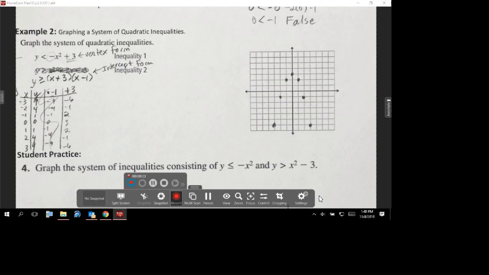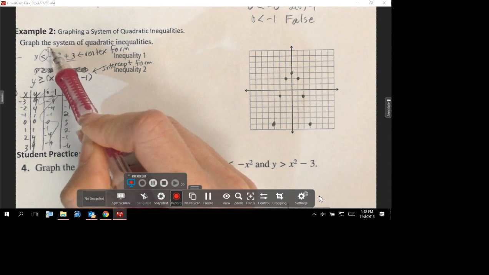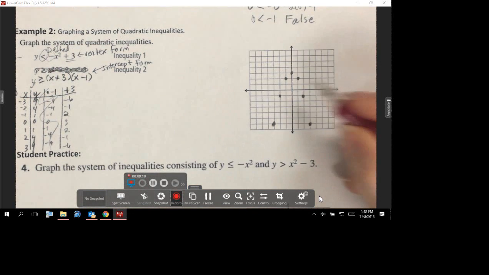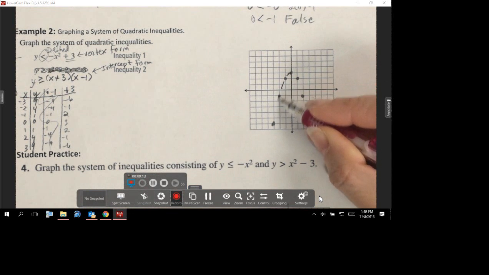Well, that was my next question. Is it solid or dashed? It's dashed because it's not equal to. So I'm going to connect this with dash, and I'm going to make it look like a dash.